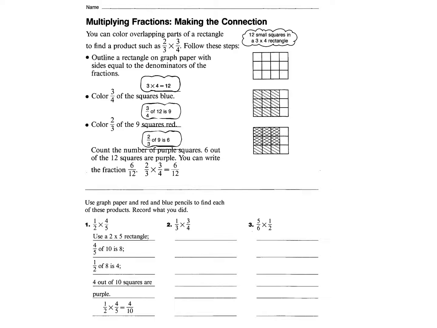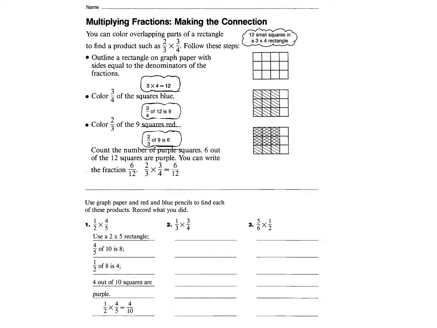Multiplying fractions, making the connection. You can color overlapping parts of a rectangle to find a product such as 2/3 times 3/4. Follow these steps. 12 small squares in a 3x4 rectangle.